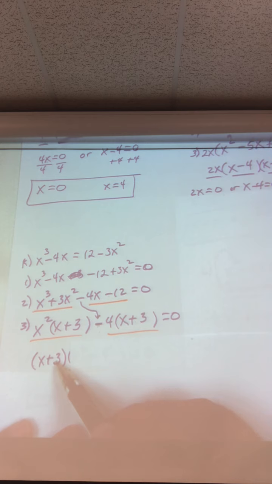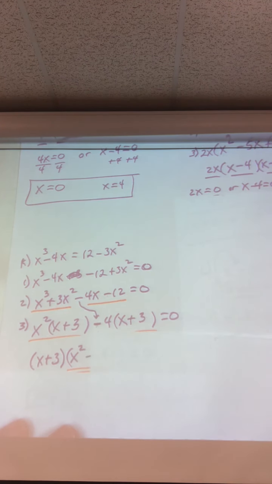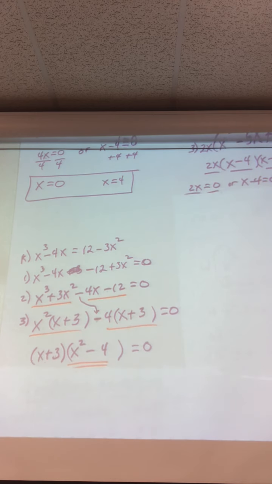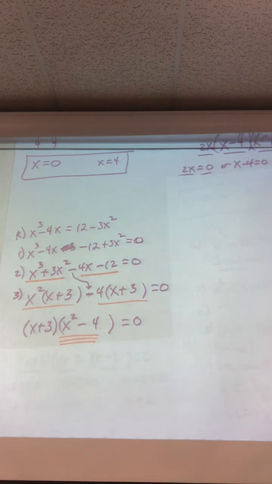So if you divide x plus 3 into this first term, you're left with just x squared minus, and if you divide x plus 3 into this next term, you're left with just 4. And then close your parentheses. Now, this didn't happen in the grouping problems we did before, but it does in this one. And the reason it didn't happen before is you didn't know how to factor this further.